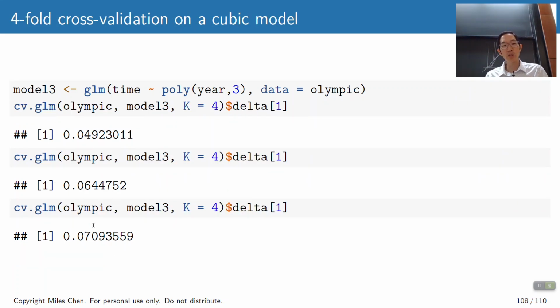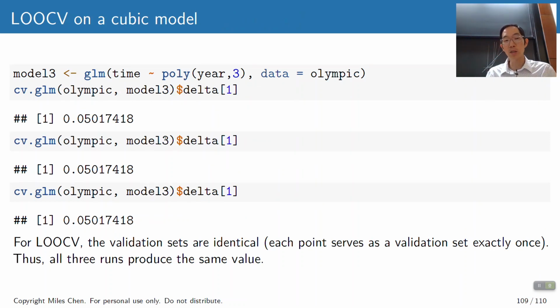Whereas here I'm fitting the cubic model, and I have three different repeats of 4-fold cross-validation, and my CV score was 0.049, 0.064, and 0.07. So we're getting a decent amount of variation from one repeat to the other. All of these times we're doing 4-fold cross-validation, but we're getting different things. With leave one out cross-validation, you are not going to get any kind of variation there.